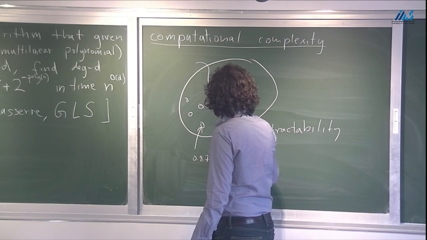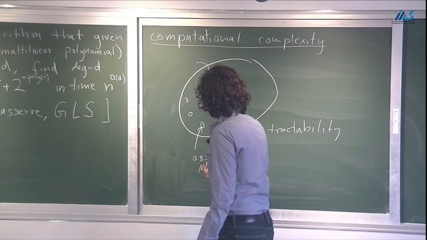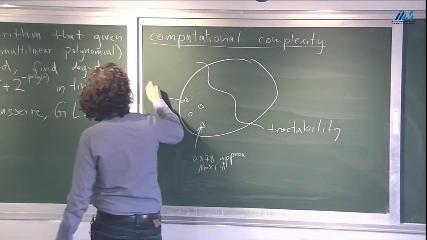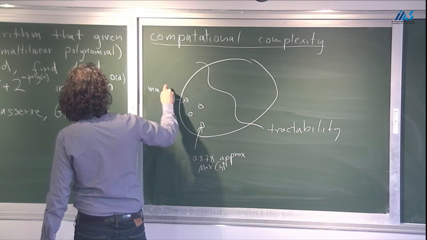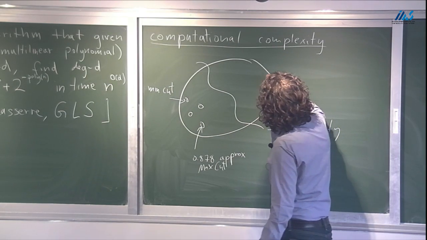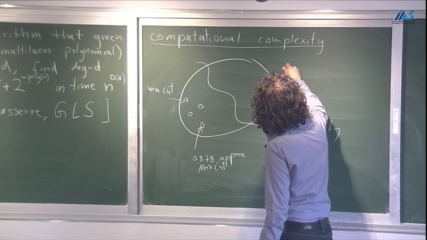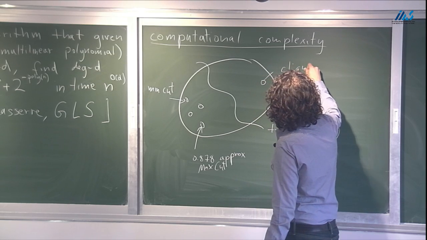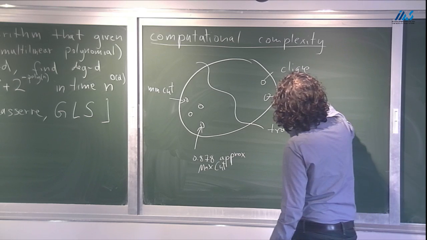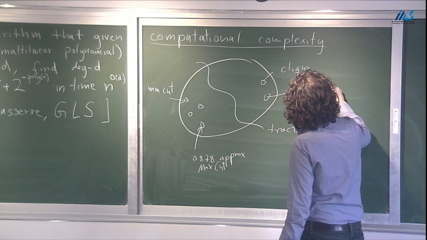approximation for max cut. That's an example of a problem that we know to be tractable, or min cut is another example of a problem that we know to be tractable. And then we have some problems that we know to be intractable, like any version of clique, or say a 0.99 approximation for max cut.